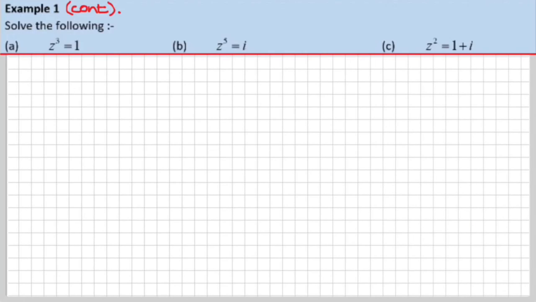Let's do b now. Okay, what do we got? We've got z to the 5 equals i. How interesting. So we'll write that out in polar form.